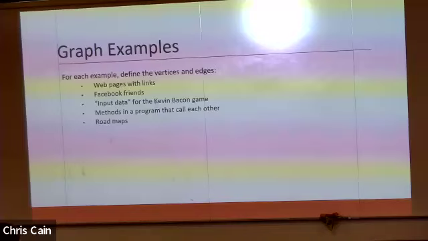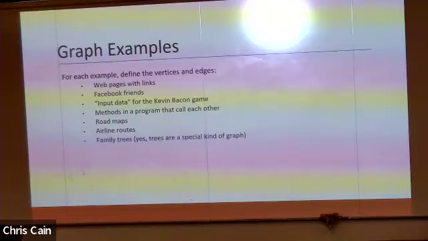How about roadmaps? Vertices, cities, and then edges, roads. Yeah. Cities and roads connecting cities. Airline routes. I already revealed family trees, but airline routes would just be the airports and associated flights that move between those airports. And then family trees, you would have people and you would have relationships between people.